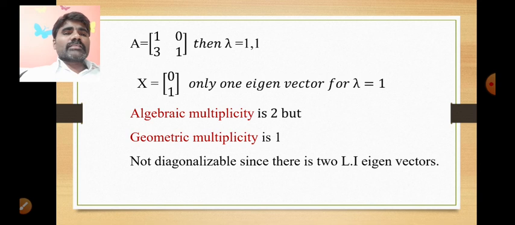Then the matrix is not diagonalizable, since there is only one linearly independent eigenvector. We did not get 2 linearly independent eigenvectors. That's why it fails to be diagonalizable, or it is not similar to a diagonal matrix. This is the diagonalization of a matrix: to find a non-singular matrix which diagonalizes the given matrix A. Thank you one and all.